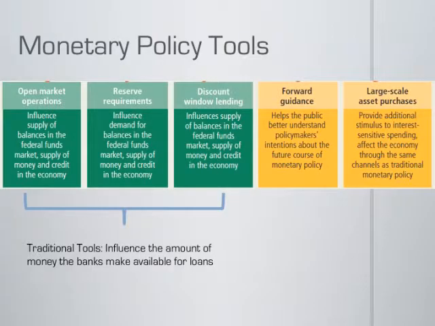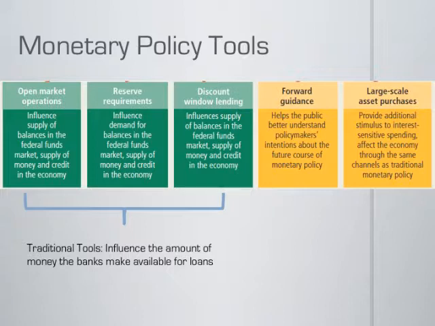So what tools does the Fed use to conduct monetary policy? There are 5 listed on their website. They can be very technical. This is kind of a brief overview of them. So the first 3 here in green are the traditional tools of the Fed, as they call them on their website. And these tools are designed to influence the amount of money the banks have available to make loans. So the concept is, if the banks have lots of money available to make loans, they'll make lots of loans and they'll lower interest rates. If the banks have a limited amount of money available to make loans, they'll make fewer loans and they'll be able to charge higher interest rates.